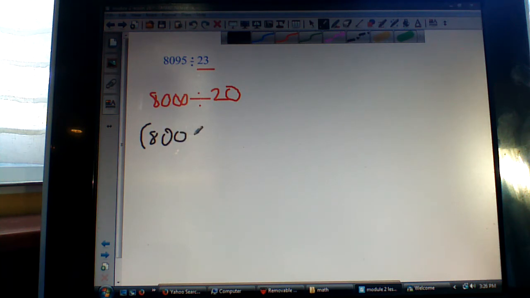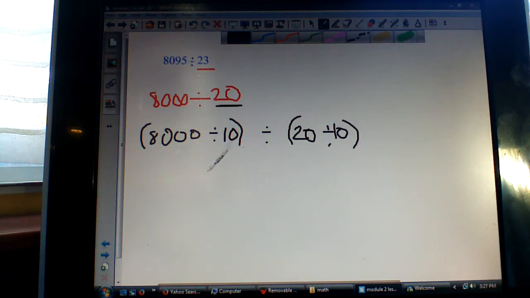8,000 divided by 20. What unit form is here? 10, correct? Divided by 20 divided by 10. So 8,000 divided by 10 is 800. 20 divided by 10 is 2. 800 divided by 2 is 400. So 895 divided by 23 is about 400.